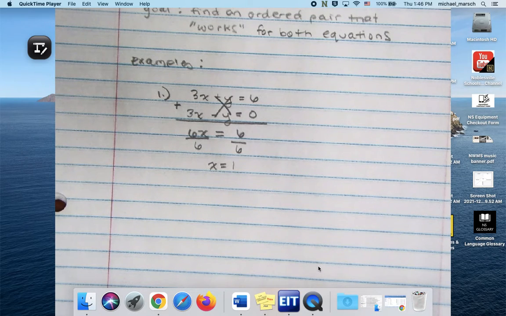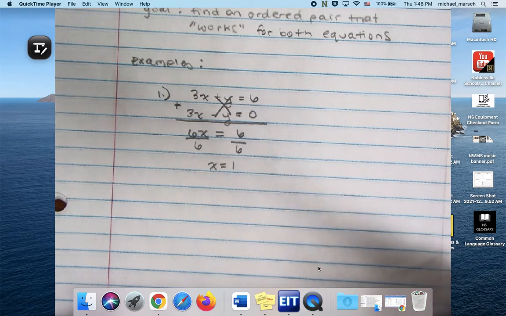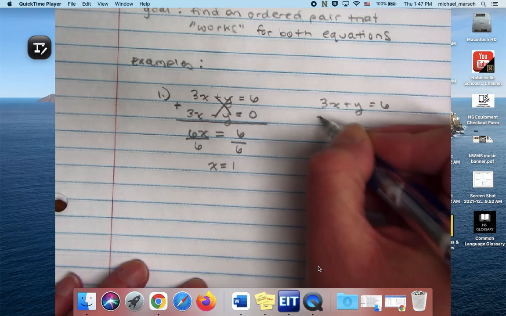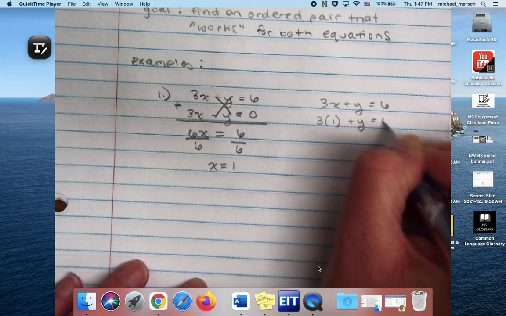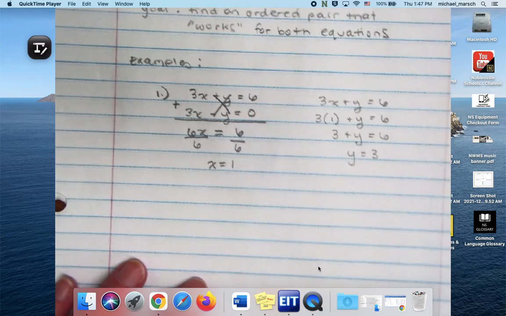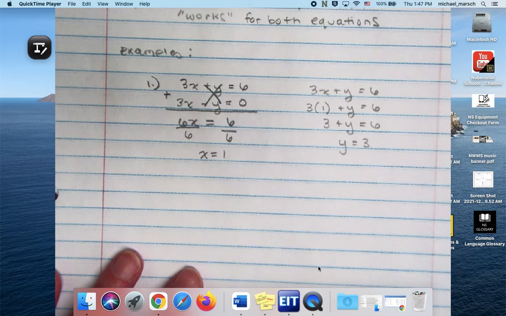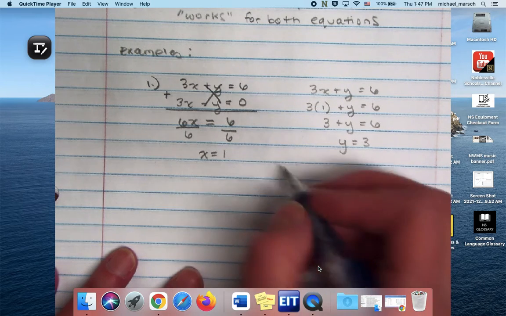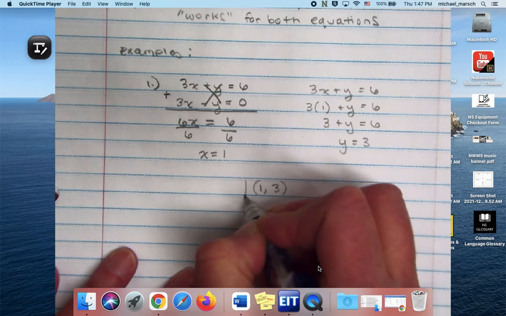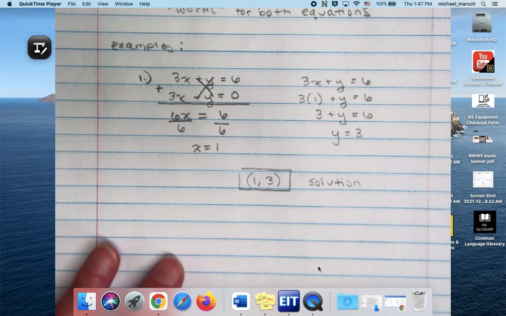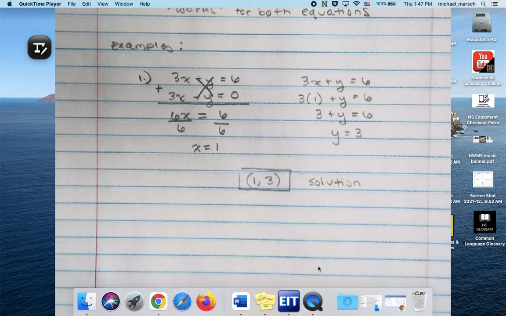And then, to find the y, what will I do with that x value? I just pick one of these equations to put it back into. Doesn't matter which one. Just put it in there. So 3x plus y equals 6. 3 times 1 plus y equals 6. y will equal 3, because I subtract the 3 from both sides, right? Can you write that down now? Yes, you may write it down. Ta-da! That's the elimination method.